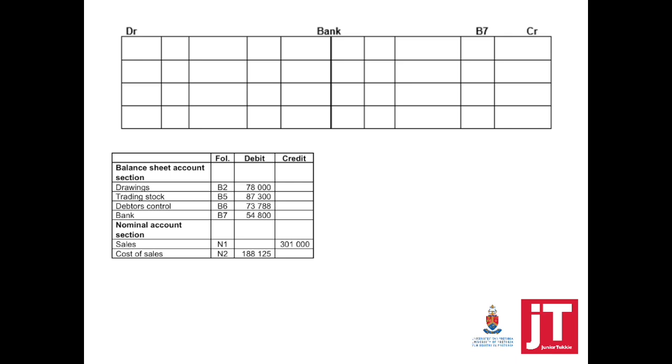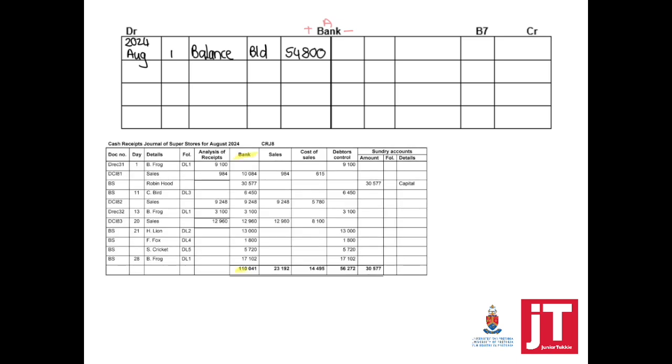Bank, this should be like adding 1 plus 1. We start with bank. It has a debit balance, which means bank is regarded as a current asset. On the debit side, on the first day of the month, the balance brought down. From the cash receipts journal, bank is always debited.